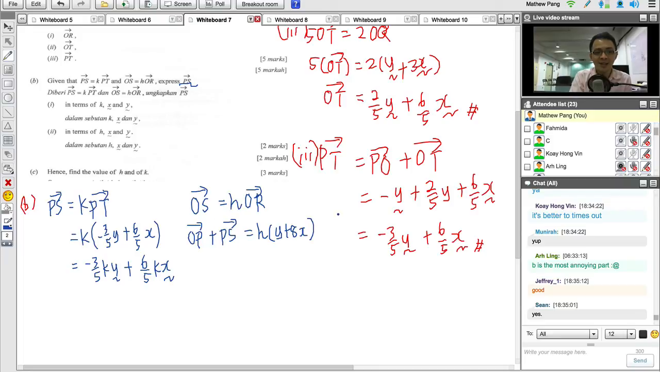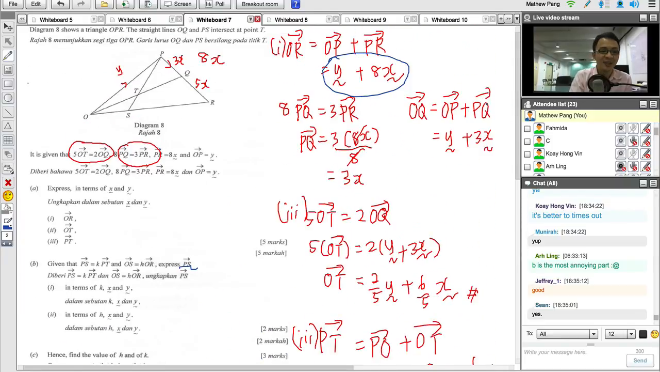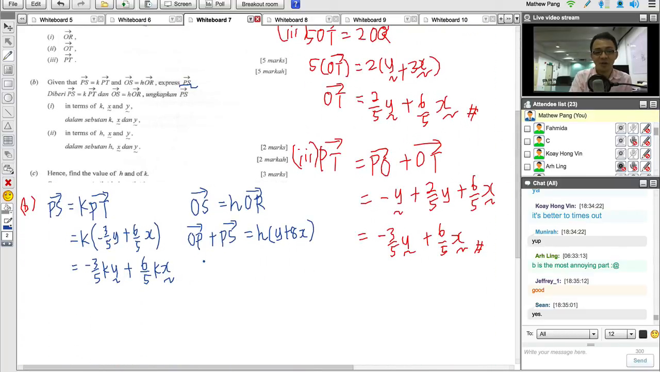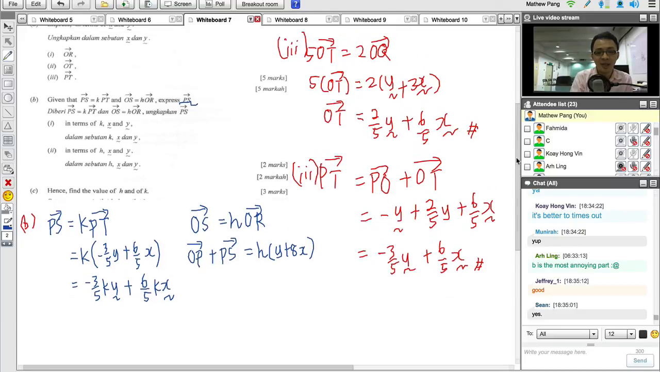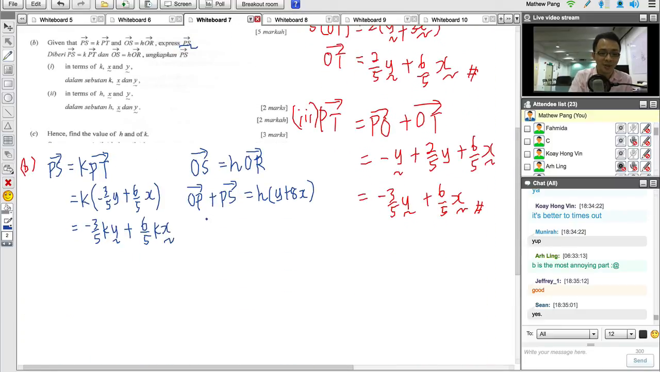Why I know OS is I can use OP plus PS. You just have a look here. This is OS, right? So I can use OP plus PS, because I want it in terms of PS. I definitely will use this one because I know OP. OP equals Y. So this is Y plus PS equals hy plus 8hx. Then I express PS. I move the y to this side, so it will be minus y, right? So it will be h minus 1 bracket y plus 8hx.